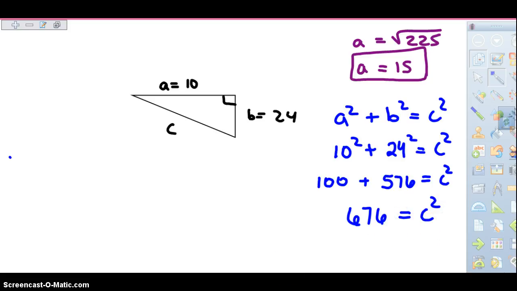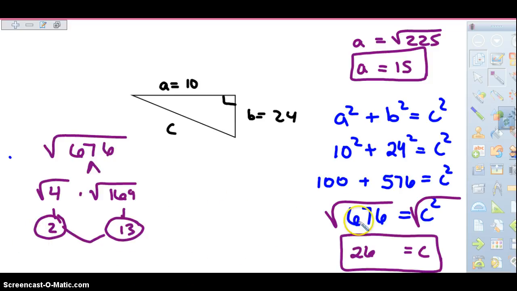If we need to solve for C, what do we have to do? Take the square root of both sides. What's the square root of C squared? C. And the square root of 676 is 26. That means that the hypotenuse is equal to 26.